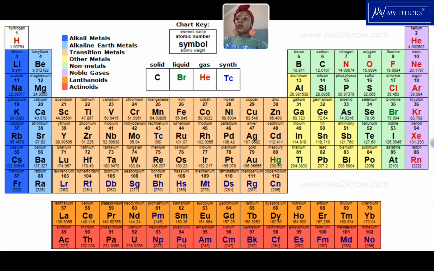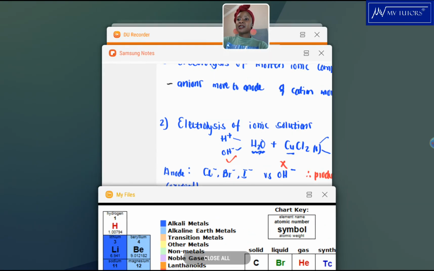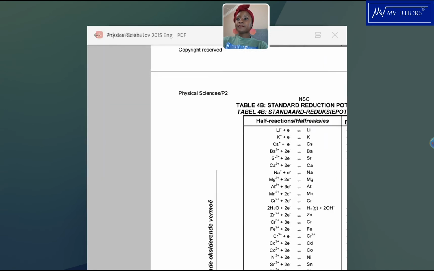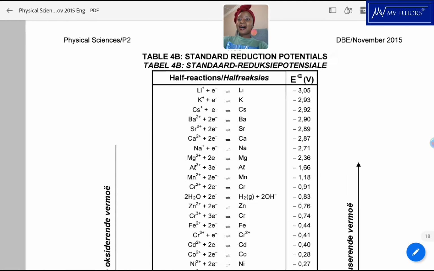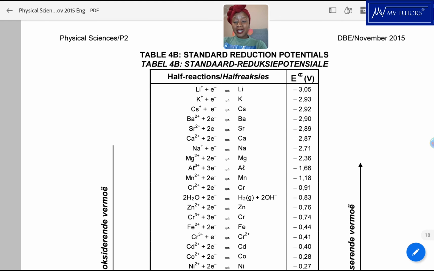Okay, and then when you look at the table of the standard reduction potentials, there's table 4A and there's also table 4B. Most people say they prefer 4B. Once you have noted your metal, you'll realize lithium is a metal, potassium is a metal, all from group 1. Barium is a metal from group 2, as well as strontium and calcium over there. So you see those carry a negative voltage.